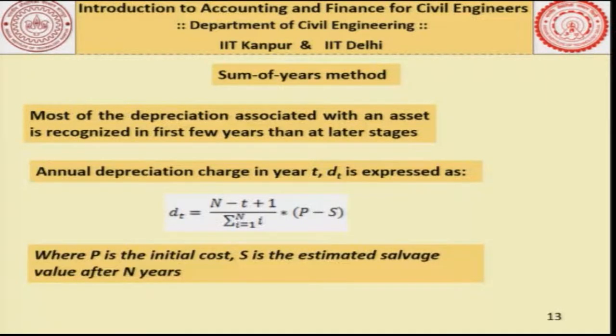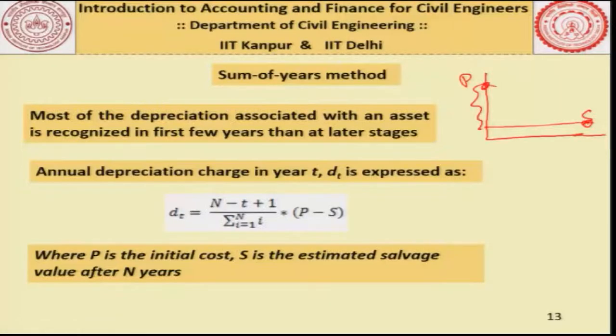And here also, P is the initial cost, S is the estimated salvage value after n years. One thing we must remember is that we start at P and we land up at S. This total depreciation does not change. In principle, by and large, this total depreciation has to remain constant, and that is something which we must keep at the back of our minds.